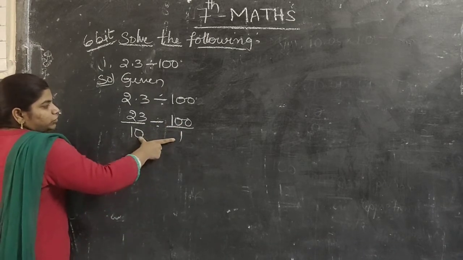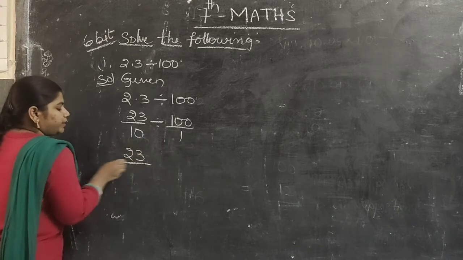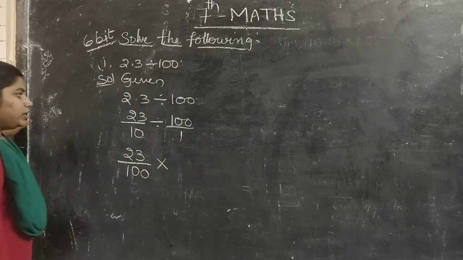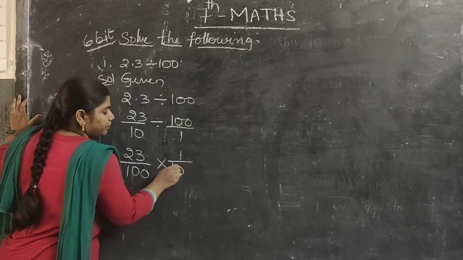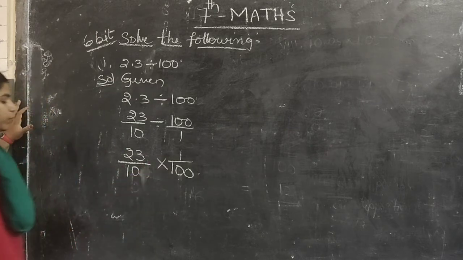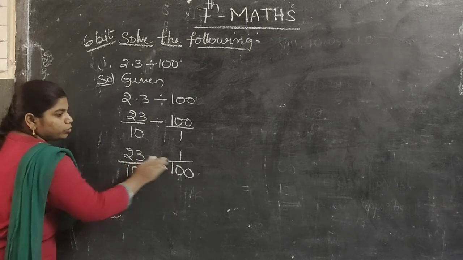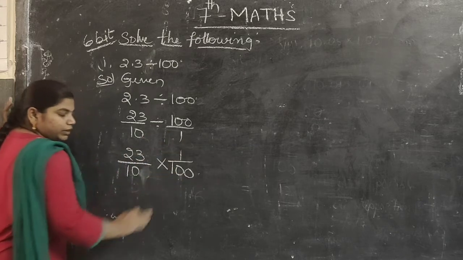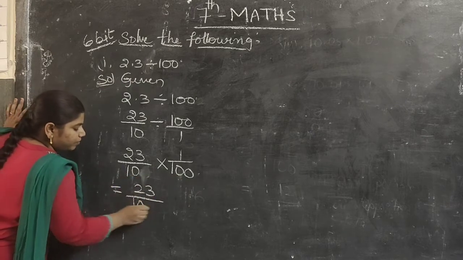So these are two fractions. How to divide two fractions, I already explained to you. This division will be converted into multiplication, and the second number will be the reciprocal, that is 1 by 100. 23 by 10 into 1 by 100. So multiply, these are two fractions. How to multiply two fractions? Multiply numerator with numerator, denominator with denominator. That will be 23 by 10 into 100, which is 1000.